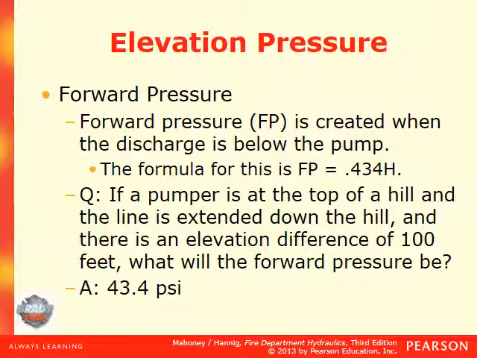Okay, let's start working the other way now. Forward pressure. Forward pressure is created when the discharge again is below the point. The formula is the same. Forward pressure equals 0.434 times the height. If a pumper is at the top of a hill and the line is extended down the hill and the elevation difference is 100 feet, what will the forward pressure be?